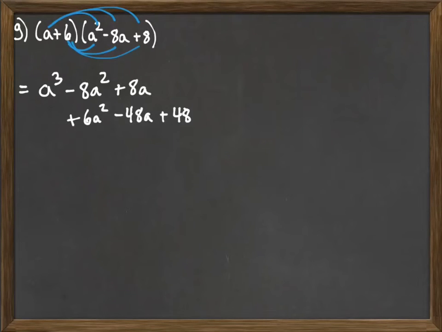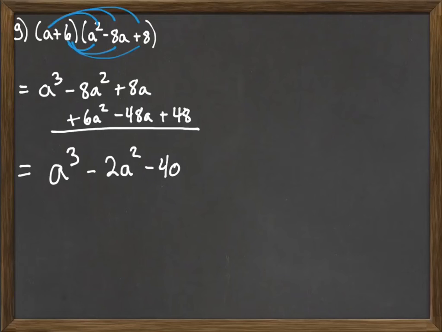So just taking each thing in the first times each thing in the second. And then we just go through and we match up our like terms. So a to the third will just come down. We have minus 8a squared plus 6a squared will leave us minus 2a squared. We have 8a minus 48a, which will make it minus 40a. And then finally the plus 48 tags along for the end.